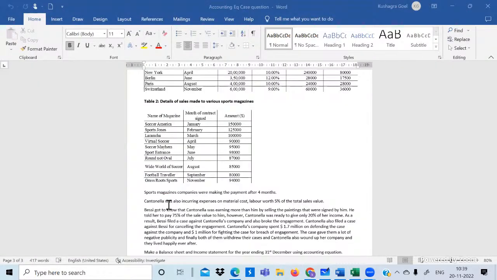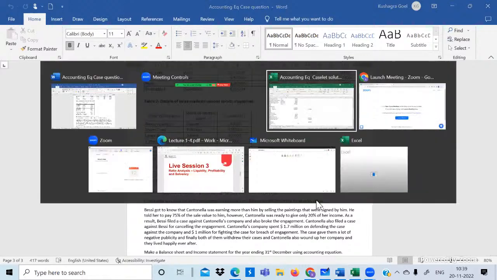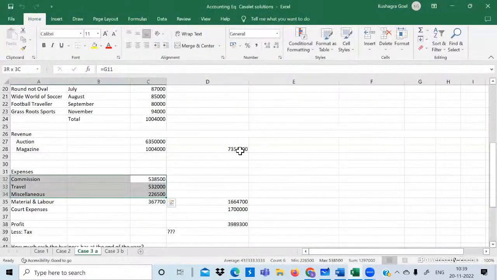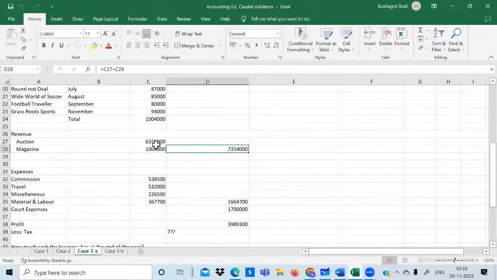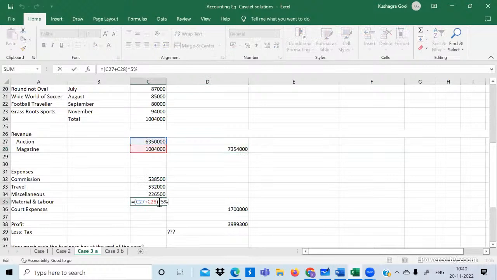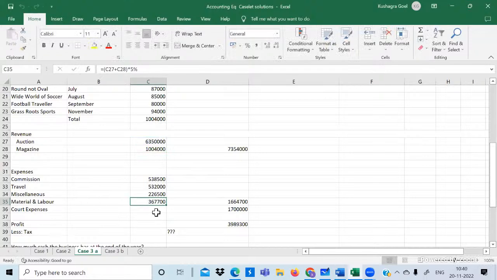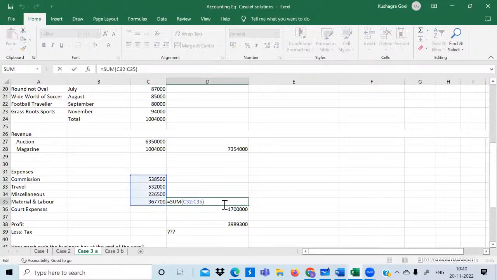Then again, if I go back, the question says that she's also incurring a cost of 5% on material cost and labor cost, and it is 5% of the sales value. So first, let's look at what's my sale. My total sale is this amount, which is not only from the auction, but even the paintings which are given to the sports magazine. So that's my total revenue, which is 73,54,000. I'll calculate 5% of this amount, and I get my material and labor cost as 3,67,700.